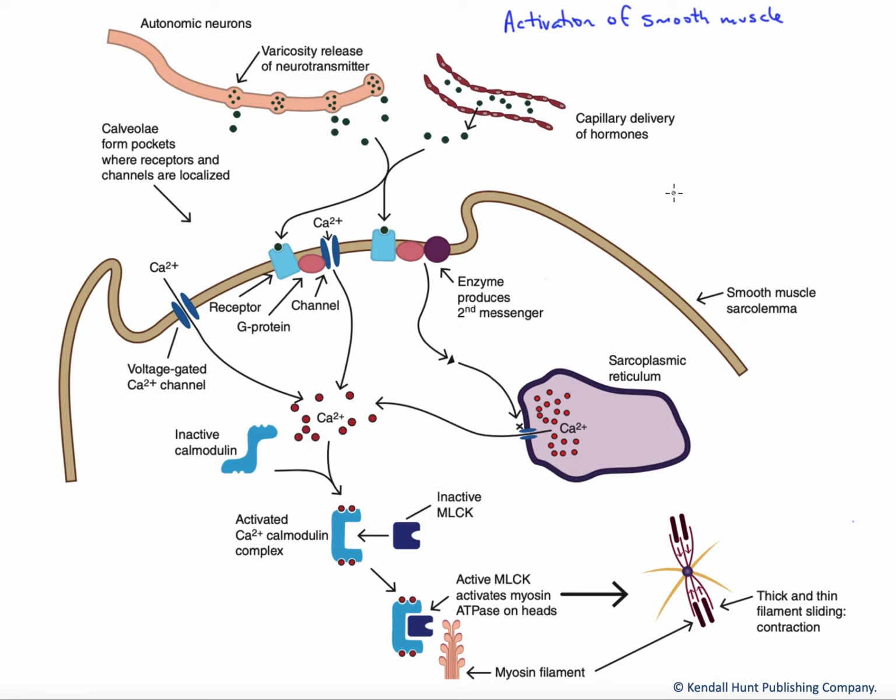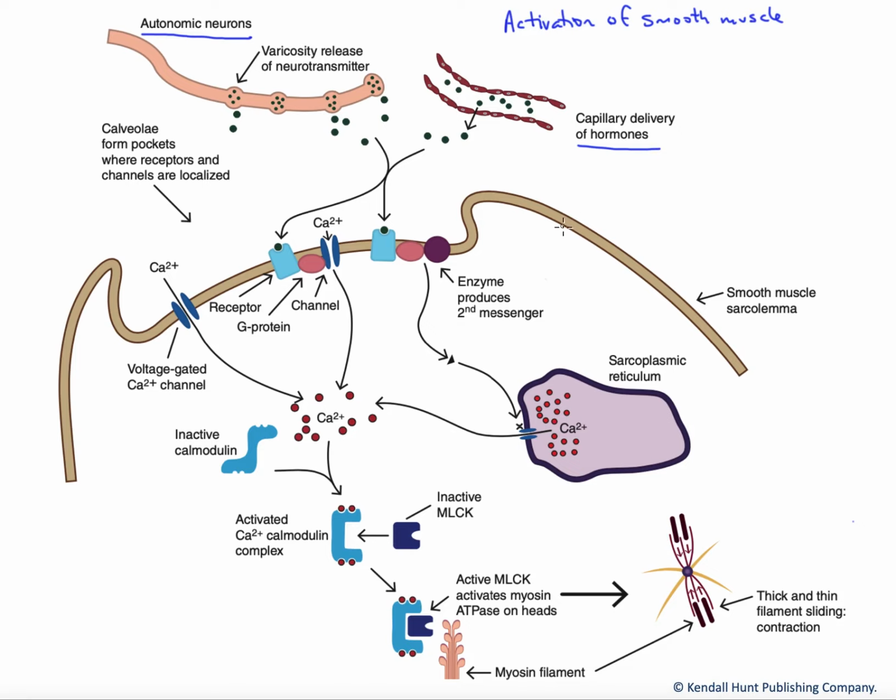Now, activation of smooth muscle or inhibition, there's actually a possibility of either, can be mediated neurally through autonomic innervation. We have autonomic neurons at the top left here, or via capillary delivery of hormones. So endocrine control also exists.